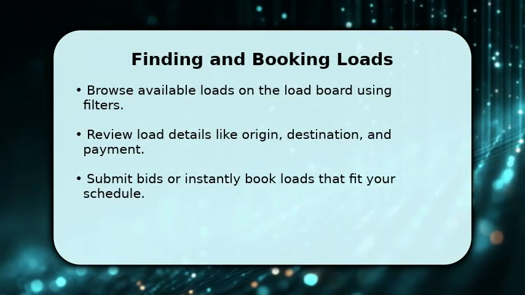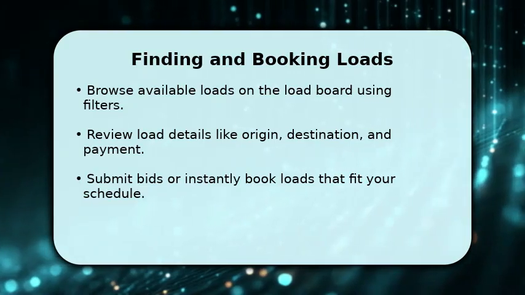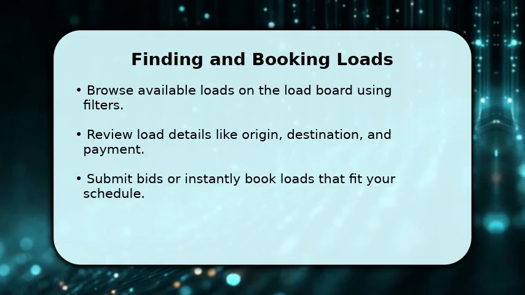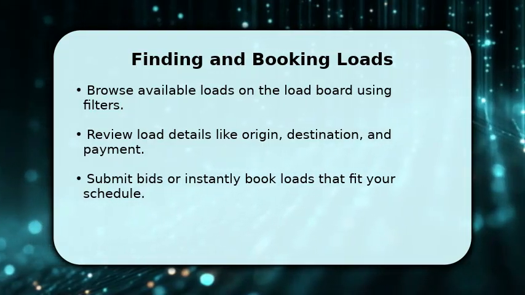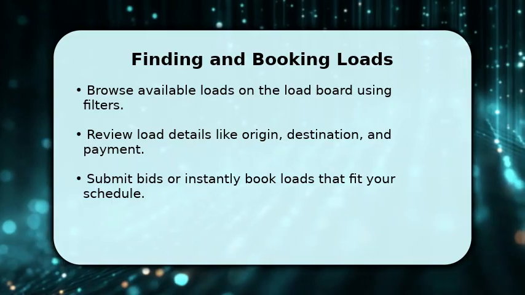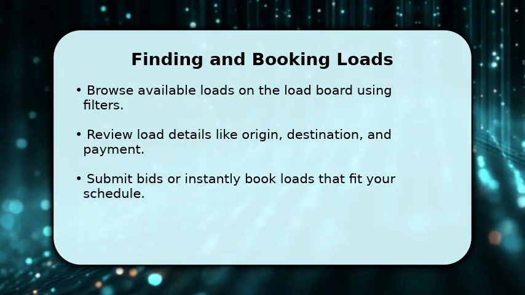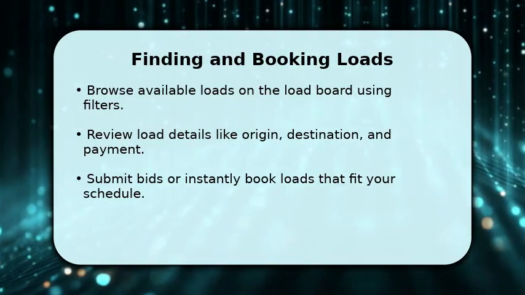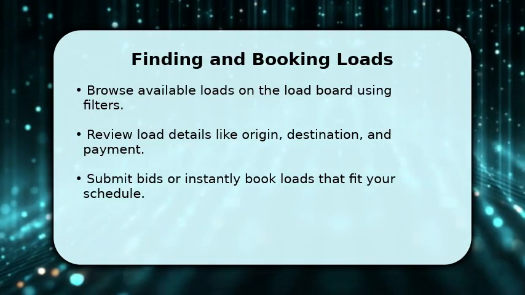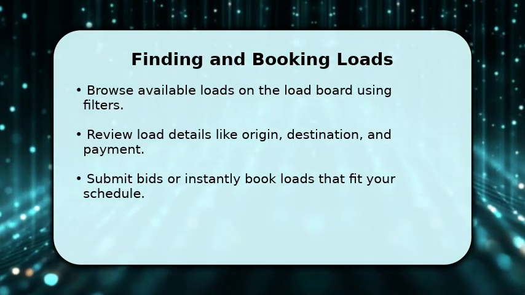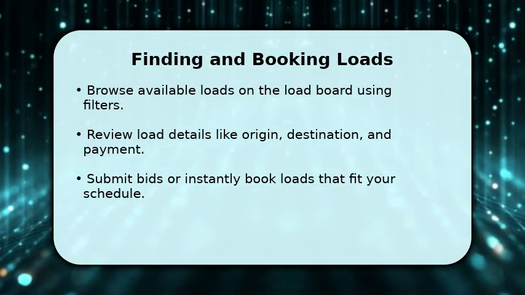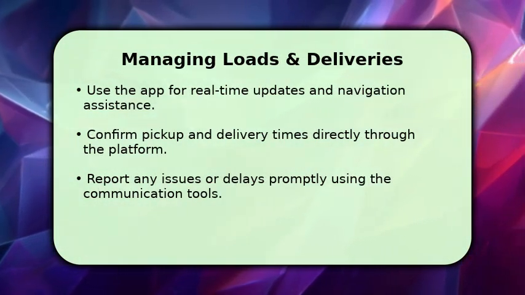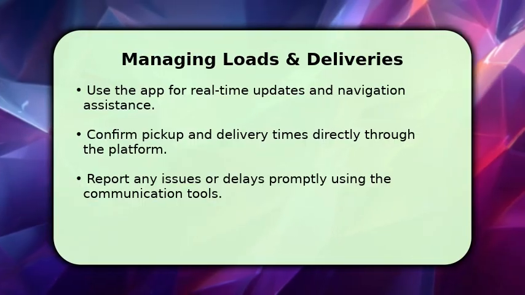After registration, the next step is finding suitable loads. Navigate to the load board within the Amazon Relay portal or app. You can filter loads by origin, destination, trailer type, and pickup date to find the best matches for your fleet. Carefully review all load details, including the payment amount and specific requirements, before making a decision. You can either submit a bid for a load or instantly book loads that offer a fixed rate, providing flexibility for your operations.